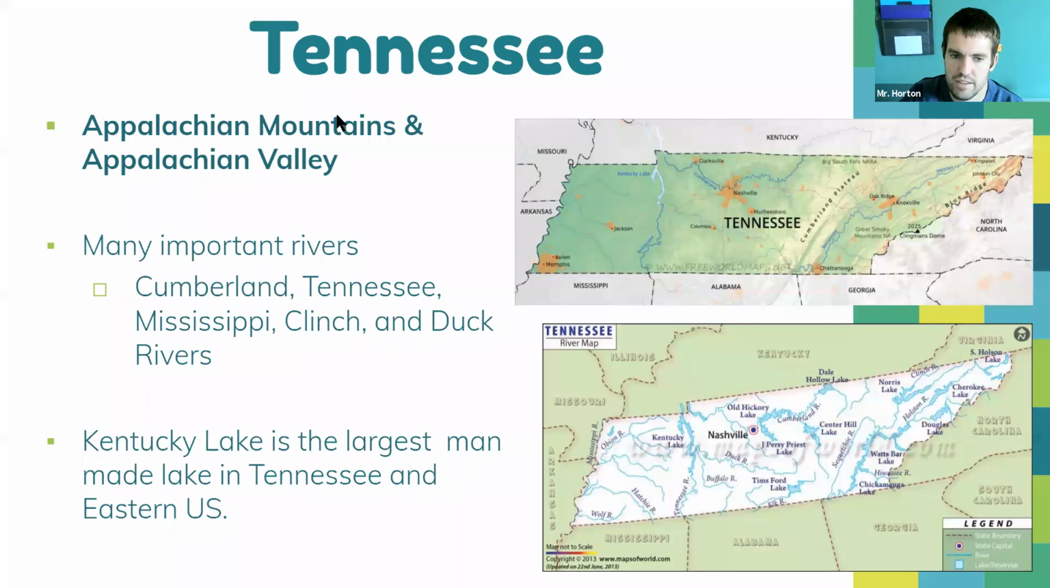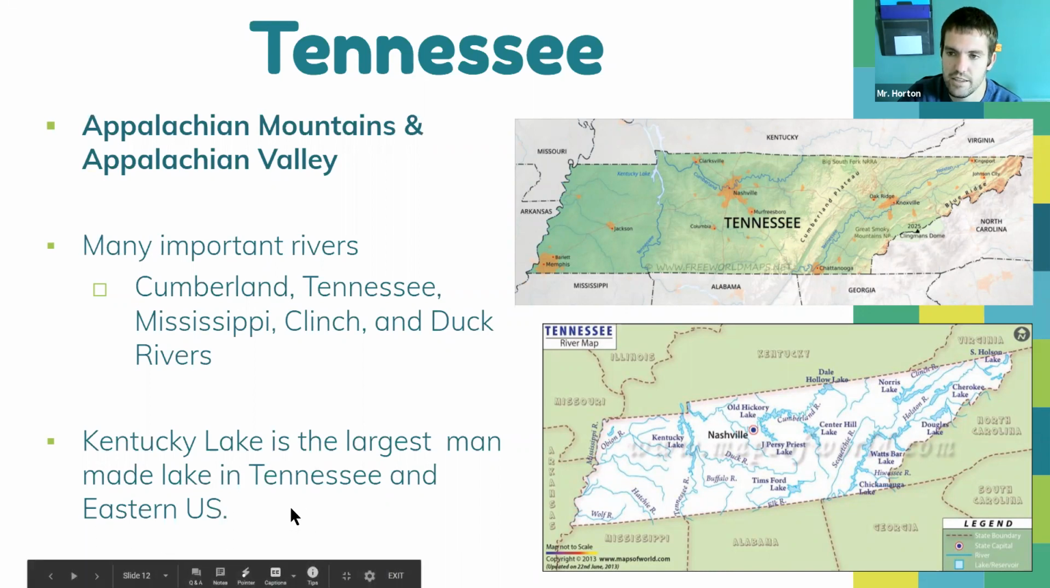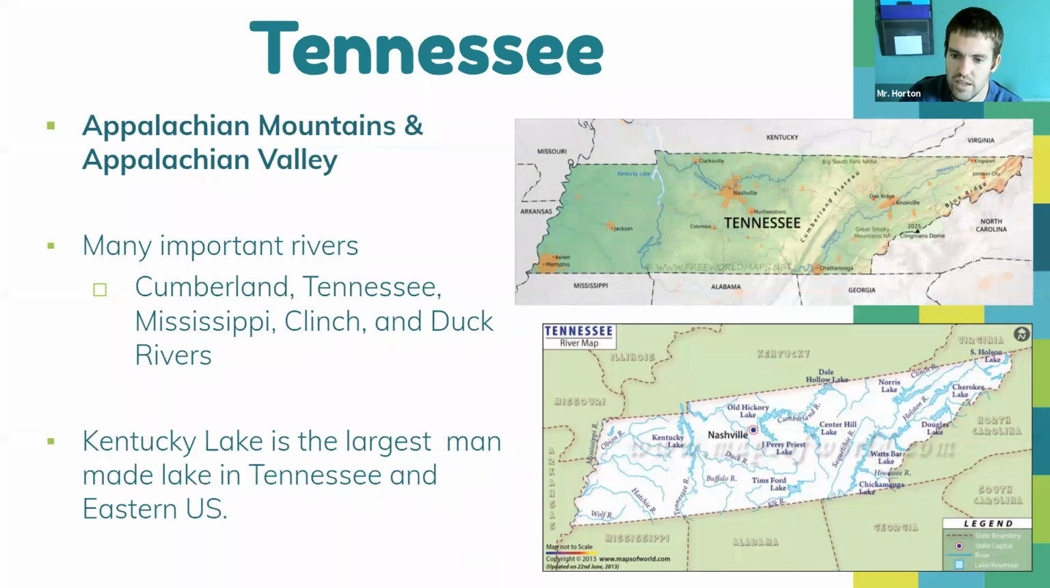All right, Appalachian Mountains and Valley region. So Tennessee is part of the Appalachian Mountains and Valley. And some important rivers within Tennessee include the Cumberland River, the Tennessee River, Mississippi River, Clinch River, and the Duck Rivers. And then there's a lake known as the Kentucky Lake, which is the largest man-made lake in Tennessee and in the eastern United States. So man-made lake is when humans actually dug out the land to make a lake. So Kentucky Lake would be the largest man-made lake within the state of Tennessee.